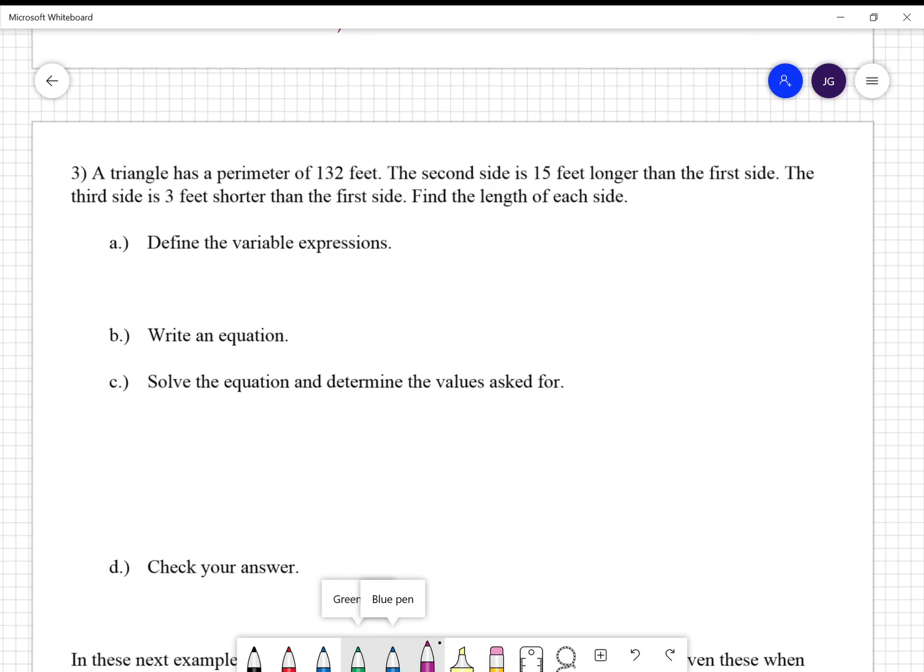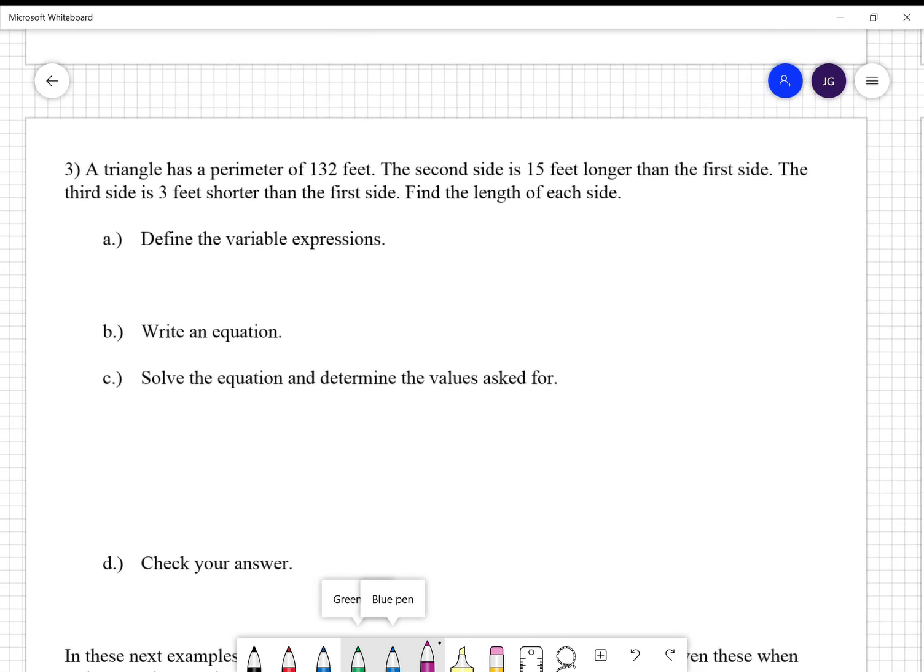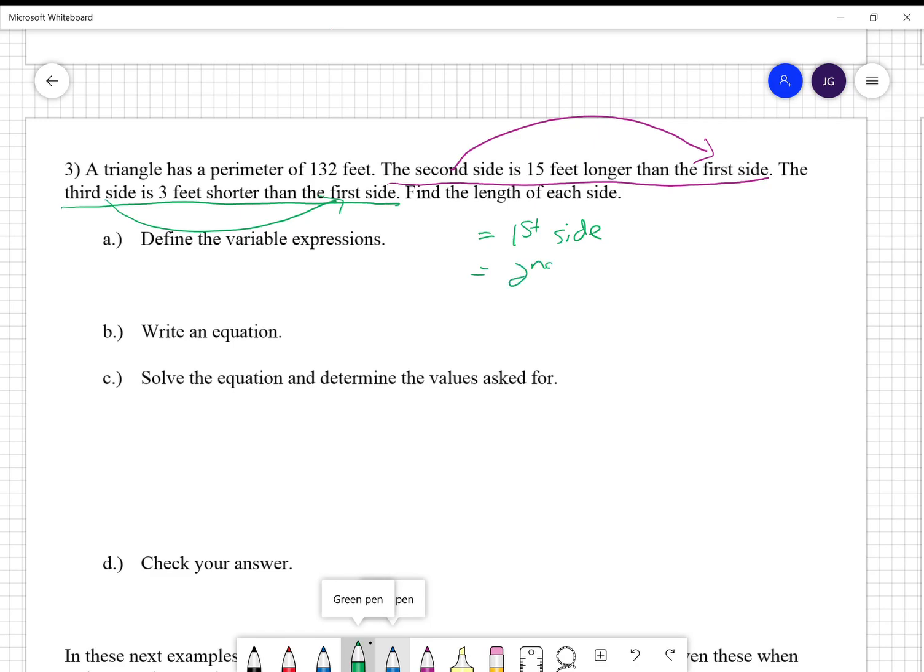A triangle has a perimeter of 132 feet. The second side is 15 feet longer than the first side. Okay, this is a comparison. Second is being compared to first. The third side is 3 feet shorter than the first side. Third is being compared to first. We've got first side, second side, third side.